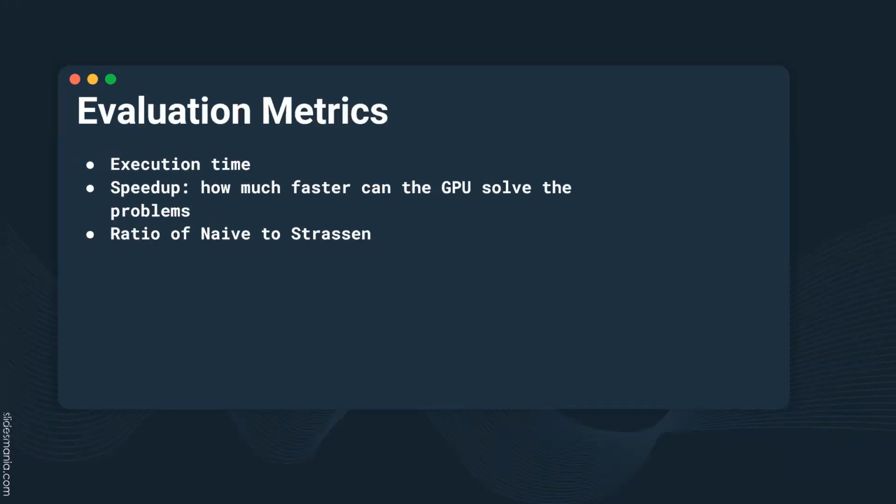The three evaluation metrics we use in this research are the execution time, the speed up, which is basically how fast the GPU accelerates the CPU code, and the last one is the ratio of the naive to Strassen. So if the Strassen code is faster than the naive code, then the ratio will have a value greater than 1. If not, we have a value less than 1.